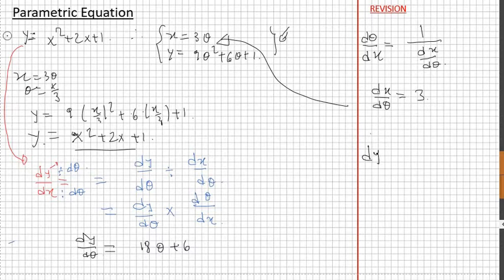So then the derivative of y with respect to x will simply be equal to the multiplication of the derivative of y with respect to theta. I've already worked this out, so I got 18 theta plus 6, and then I have to multiply it by the derivative of theta with respect to x. This is the same as the inverse of the derivative of x with respect to theta.